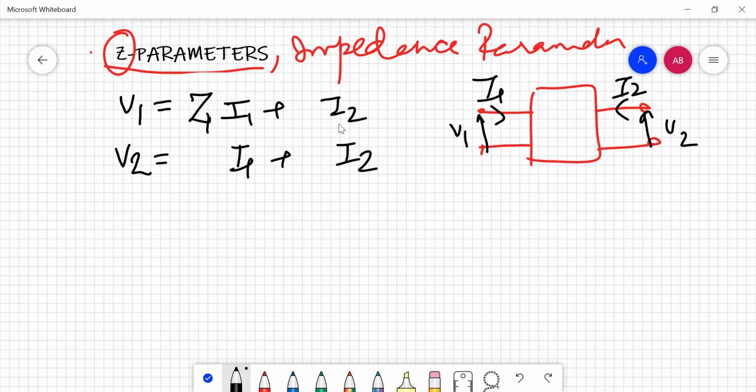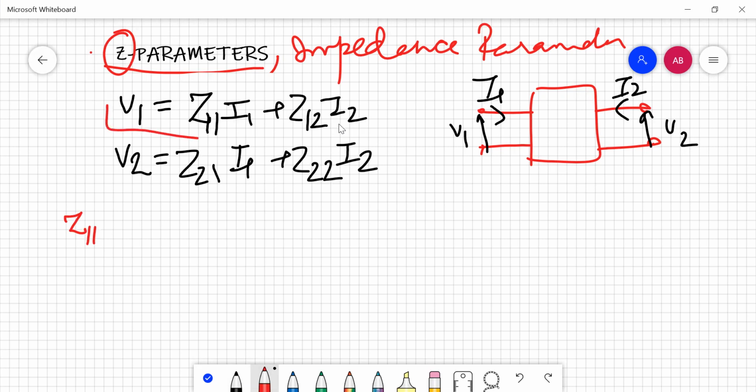The same way we are going to define here. This is the first row and first column. This is the first row and second column. This is the second row and first column. And this is the second row, second column. So this is how we define the equations of the Z parameters. Let's define the Z parameters one by one. From here, just see this equation. Let's make this term equal to 0.